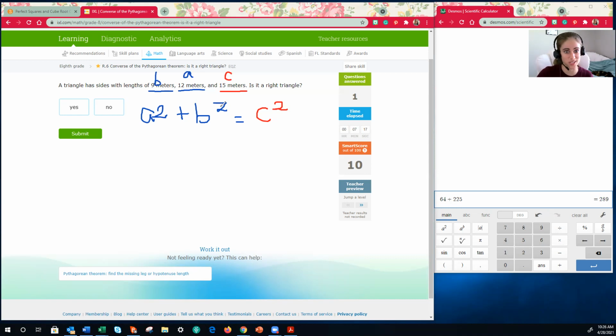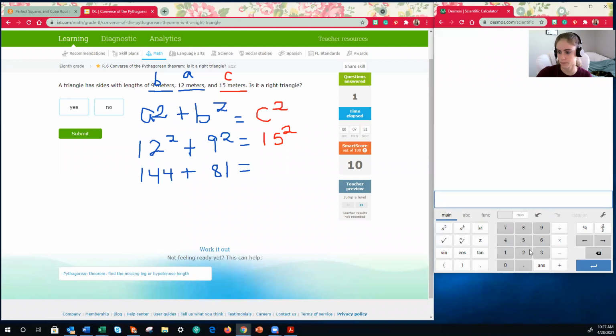All right, let's substitute and solve. So A squared, that would be 12 squared, plus B squared, 9 squared, equals C squared, 15 squared. 12 squared, that would be a good one to have memorized. 12 times 12 is 144. Plus 9 squared, 9 times 9 is 81. And then we just did 15 squared, but I don't want to misremember. So 15 squared is 225.